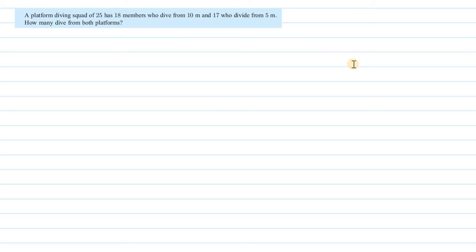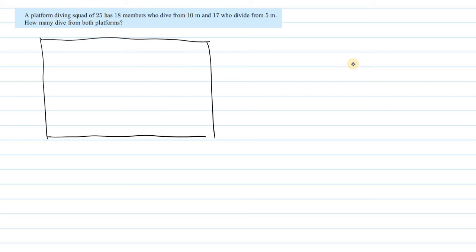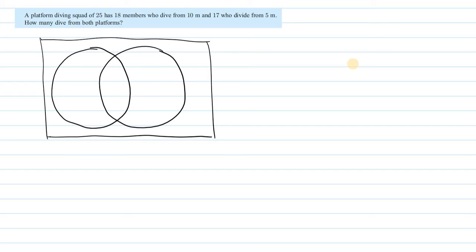So in this case, if we draw a Venn diagram, we have two categories again. This first one, we'll make our 10-meter platform, and this category, our 5-meter platform. And we know that we have a total of 25 people who are diving. So I'm going to put some little letters in the regions just to make some sense. Okay, so I've got A, B, and C, and then out here, I'm going to put D.